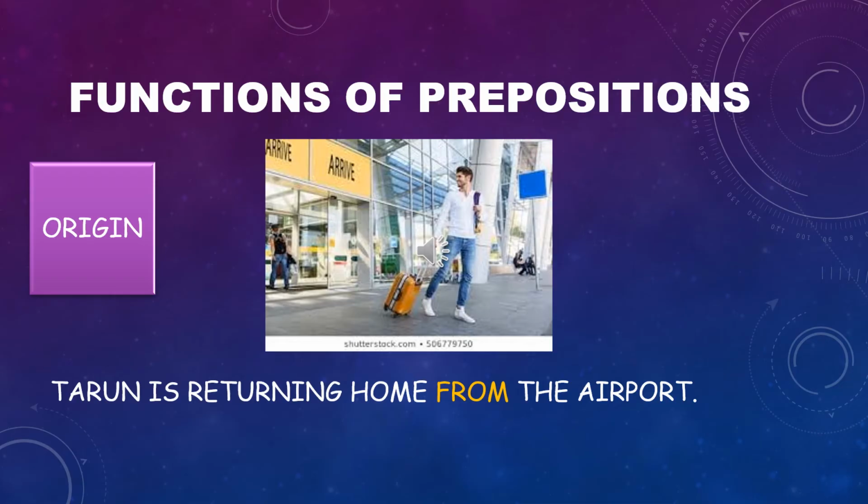Okay, we move on to functions of prepositions based on origin. So here you can see a picture. Tarun is returning home from the airport. So you use from for origin, from where it happens. Okay, I'm coming from Mumbai. Okay, so these dry fruits come from Afghanistan. So these are prepositions which show the origin. Fine, and you may have more than these. From is just an example. You have other prepositions also. So as you do these exercises, you will get to know them. Fine.